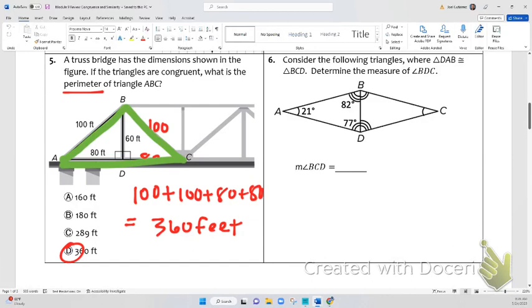For number 6, consider the following triangles where DAB is congruent to BCD. Determine the measure of BDC. So if I go BDC, that's this one right here, and it's the one that has the 3 arcs. So if you locate on the other triangle the one that has the 3 arcs, it's that one, 82 degrees. So in this case, that one is just simply 82 degrees.